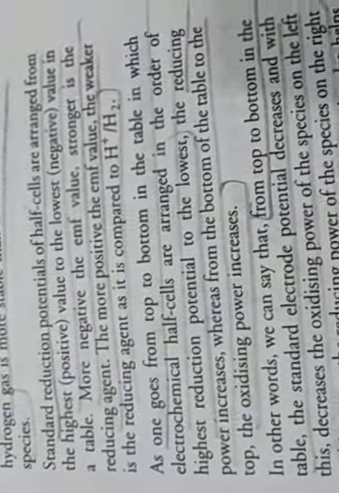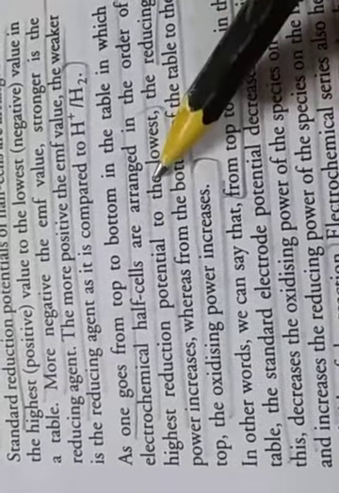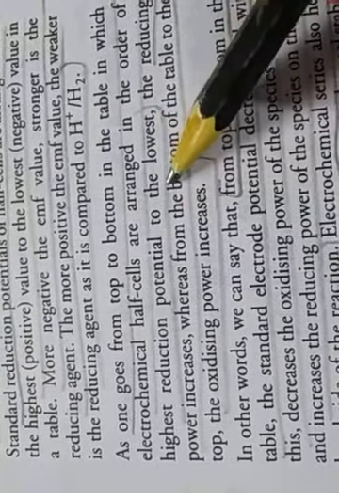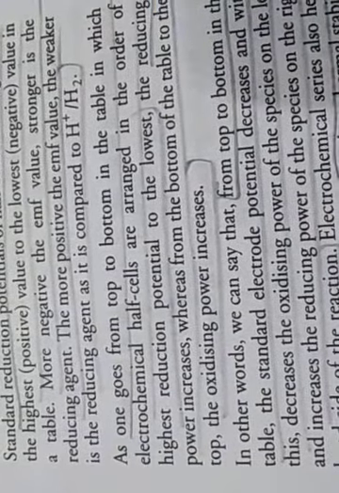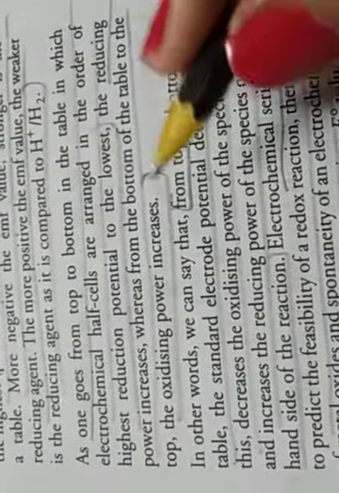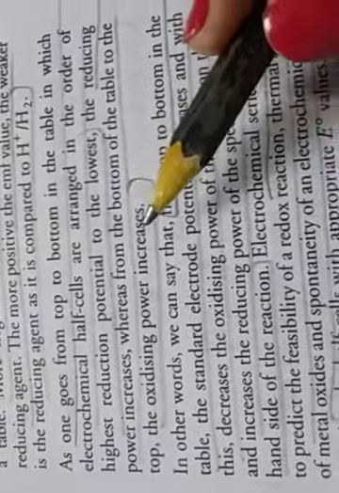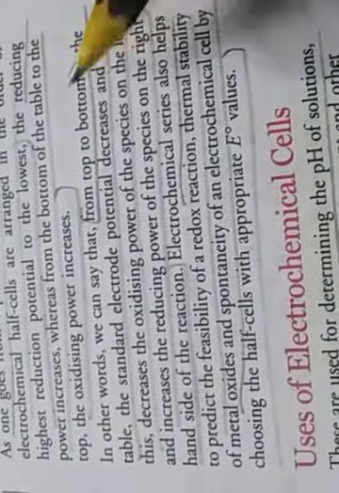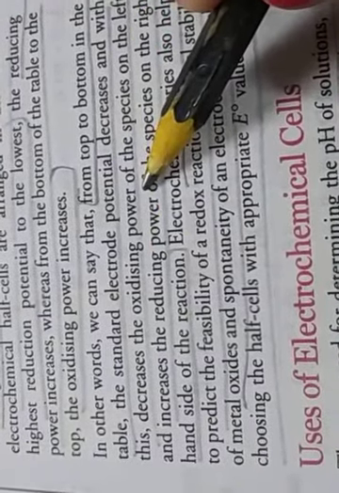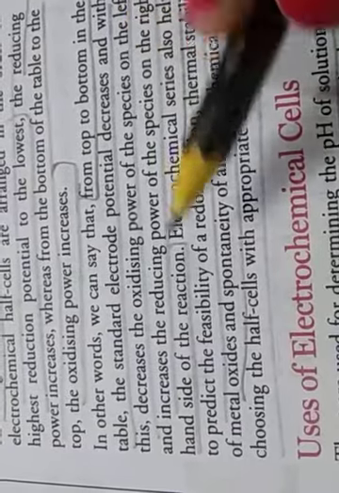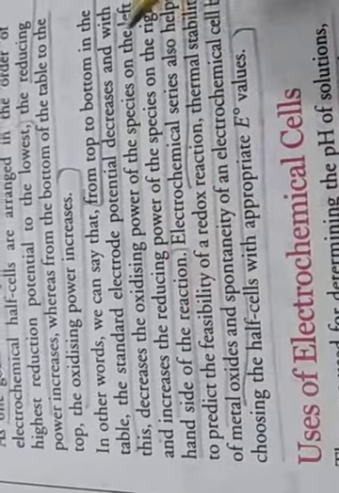Okay. So we have to go from top to bottom in the table. In the electrochemical series, half cells are arranged in the order of the highest reduction potential to the lowest. Okay, and reducing power increases going down, and oxidizing power increases from bottom to top. So from top to bottom, standard electrode potential decreases, with decreasing oxidizing power of the species on the left. Okay, and the opposite way, reducing power increases on the right hand side.